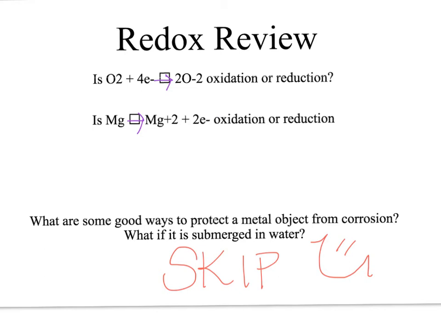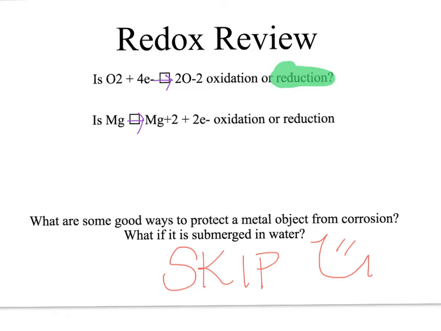Is O2 plus 4 electrons yielding 2 O2-. Is that oxidation or reduction? In this case, we are adding electrons, and so this would definitely be reduction. And if you look at the fact that the oxidation number went from 0 to -2, we'd know that it gained.